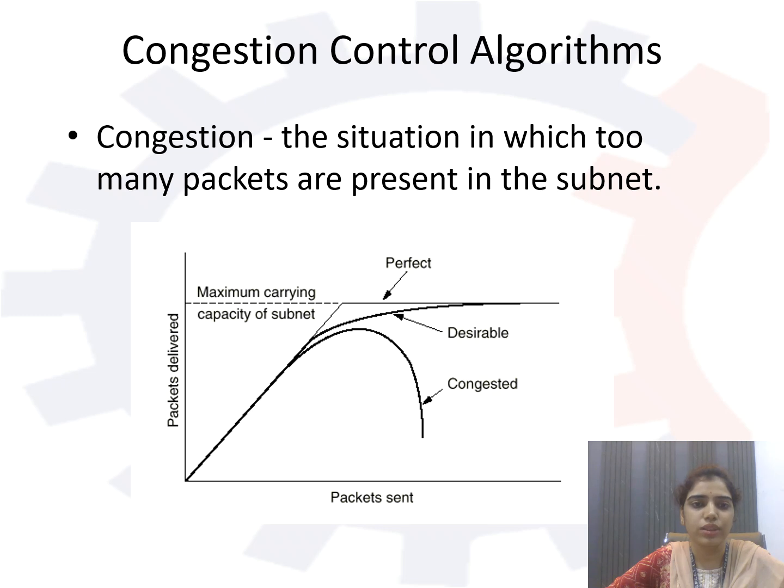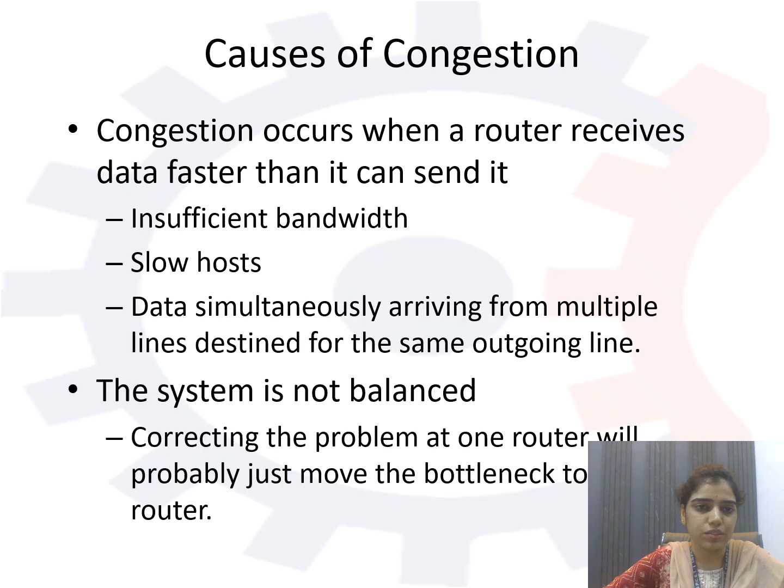Congestion control algorithms. Congestion means the situation in which too many packets are present in the subnet. Graph between packets sent to packets delivered. Causes of congestion: congestion occurs when a router receives data faster than it can send it.